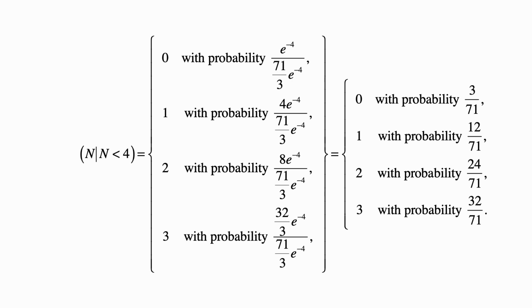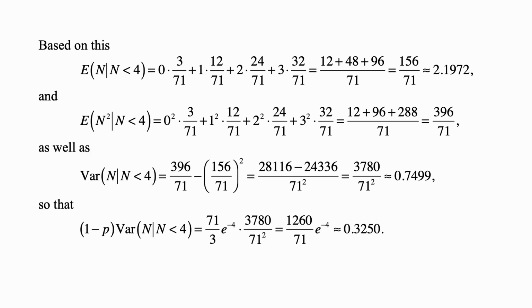And after we calculate this, this ends up saying that this is equal to 0 with probability 3 over 71, 1 with probability 12 over 71, 2 with probability 24 over 71, and 3 with probability 32 over 71. Well, based on this, the expected value of N, given that N is less than 4, is just each value multiplied by its probability. This ends up being 156 over 71, which is approximately 2.1972.